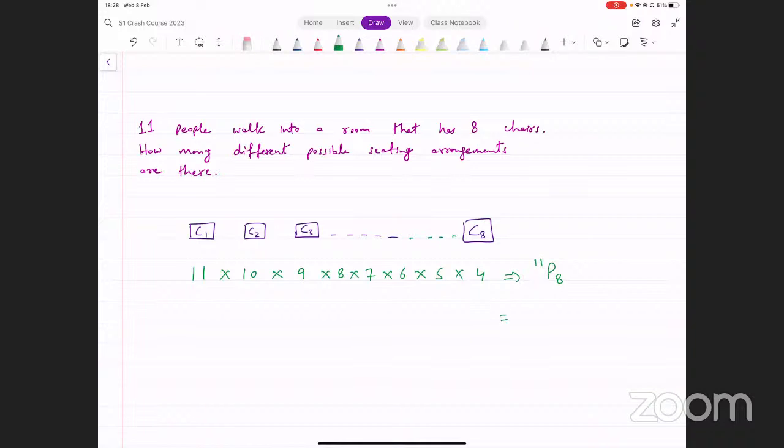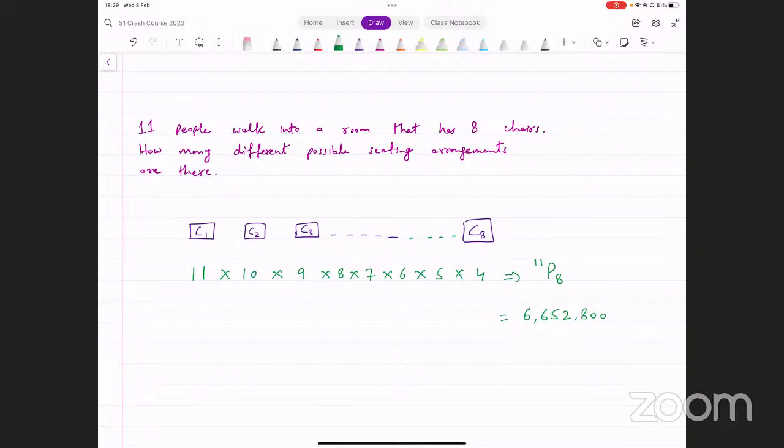Let me try this. 11P8. Okay, so this gives me 6,652,800. This is the possible number of seating arrangements in this case. All right.